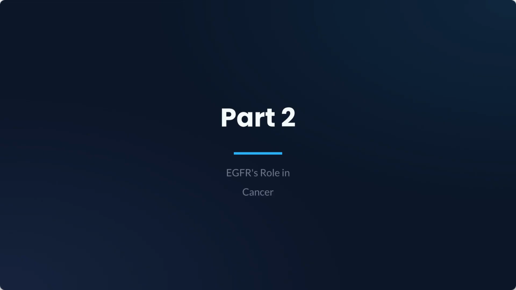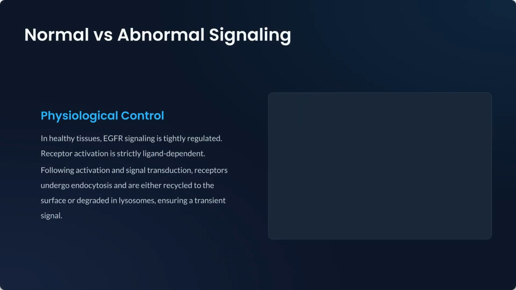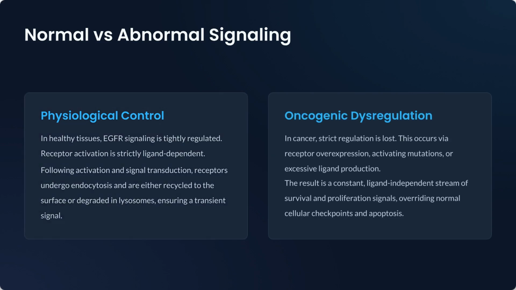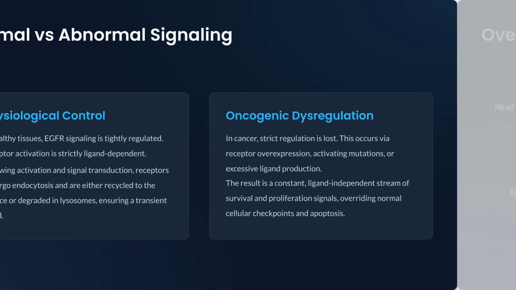Moving into Part 2, we will explore EGFR's critical role in cancer. In healthy tissues, EGFR signaling is tightly regulated and ligand-dependent. In cancer, this regulation is lost through overexpression or mutations, leading to constant, ligand-independent proliferation signals.